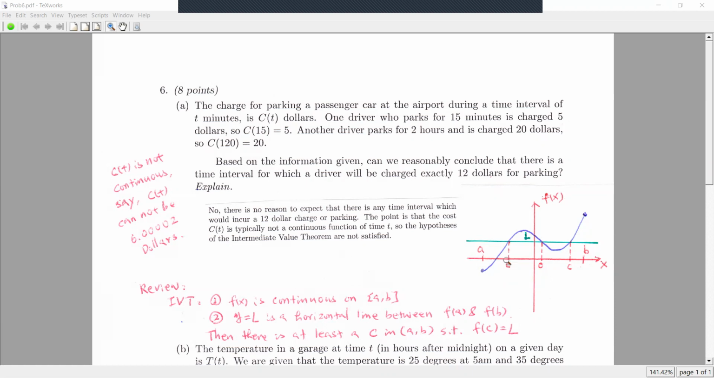At this point, function value is L. At this point, function value is also L. At this point, function value is L.